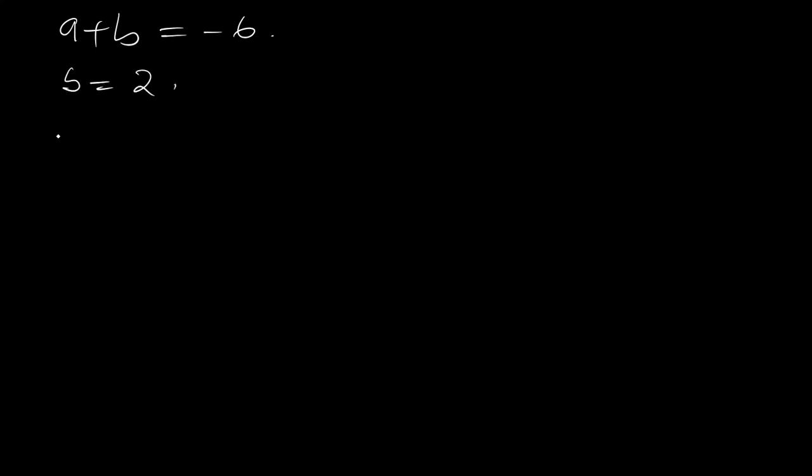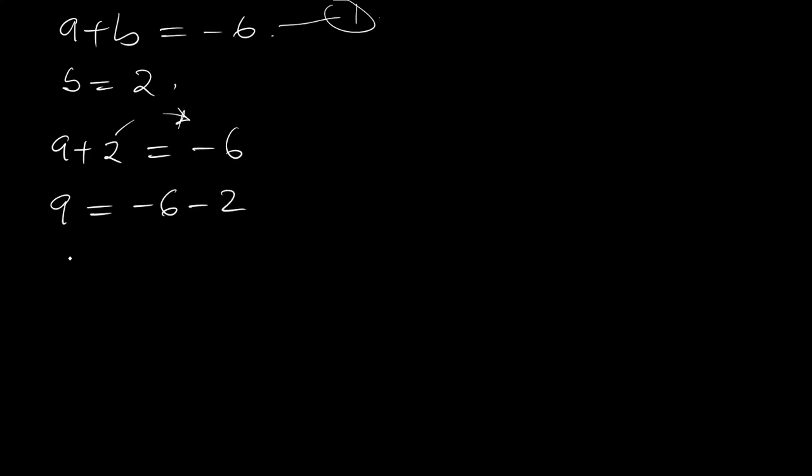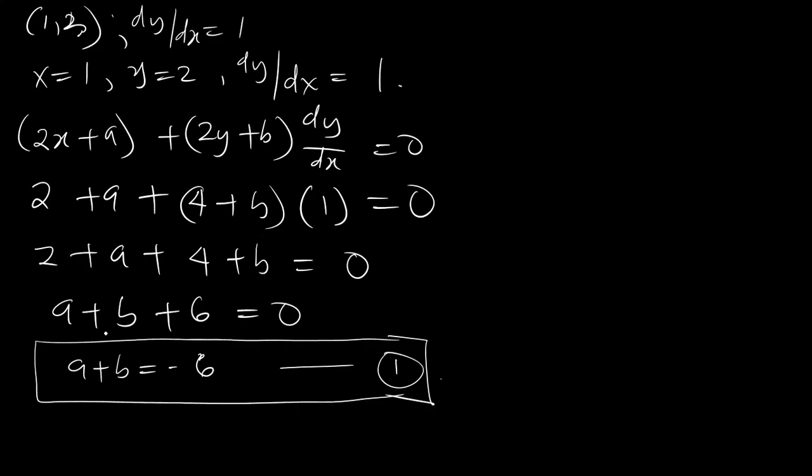So substituting b equal to 2 into equation 1, you have a plus 2 equal to minus 6. If you move this 2 to the other side, you have a is equal to minus 6 minus 2. So that means a is equal to minus 8. So we have gotten our a equal to minus 8 and our b equal to 2.